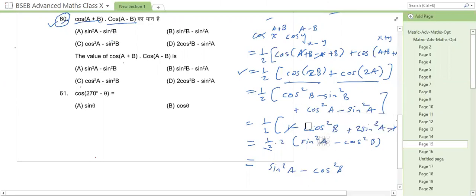This here should be 2 sine squared and 2 cos squared a, right? So it should be 1 minus 2 sine squared b plus. So what is cos squared b minus sine squared b? That is 1 minus 2 sine squared b plus 2 cos squared a, 2 cos squared a minus 1. That is the expansion for that, right?